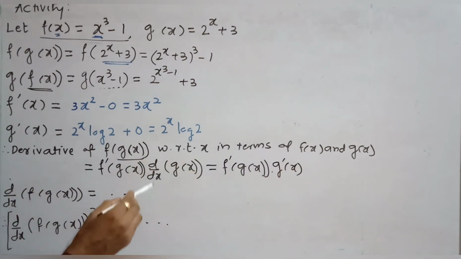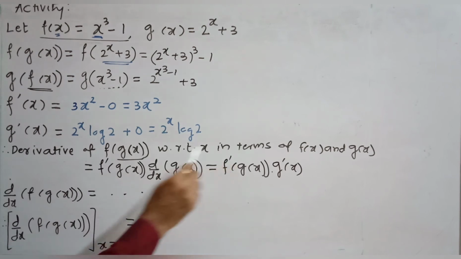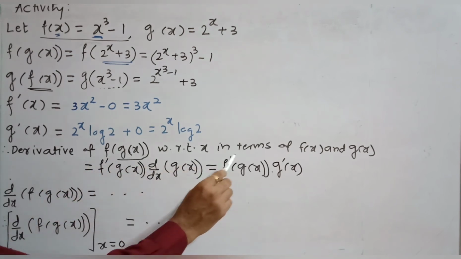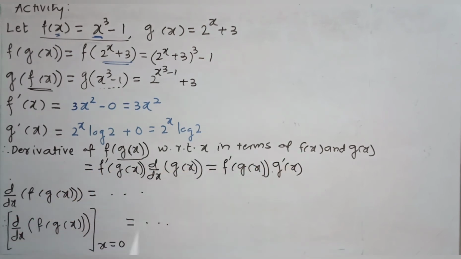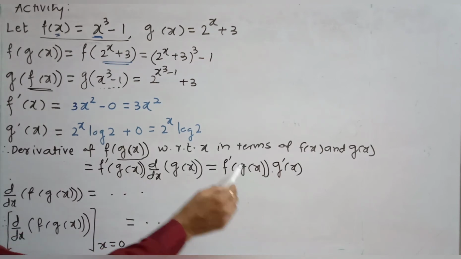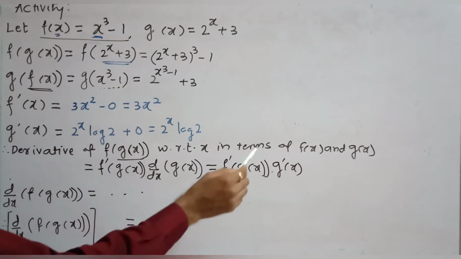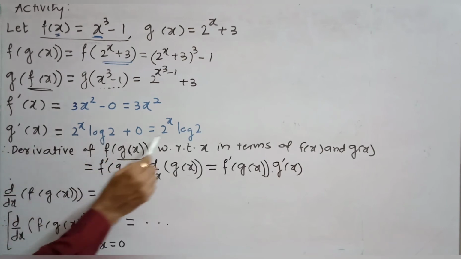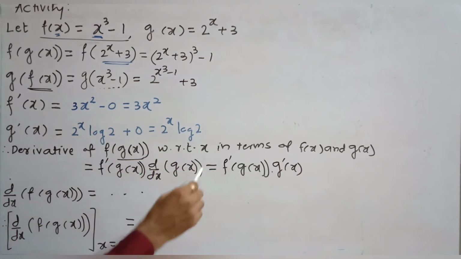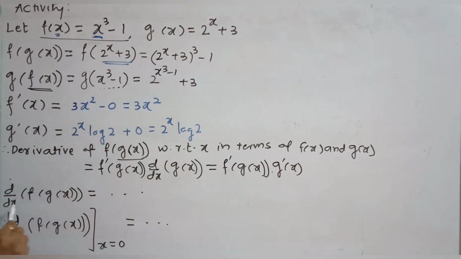That's what we want to find out in this step. Just write this d by dx of f of gx in terms of fx and gx. That's what we have done here. You can fill in these values of gx as 2 raised to x plus 3 and g dash x as 2 raised to x into log 2, etc. in the next step, because that is expected in this step. So there is a small difference between these two steps.